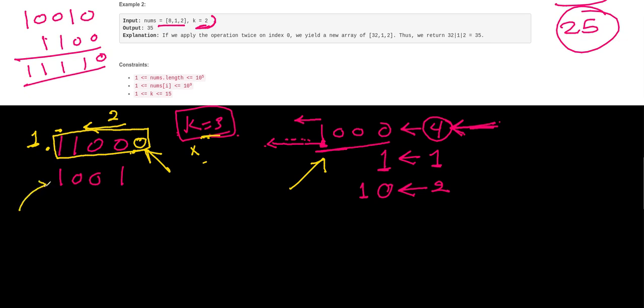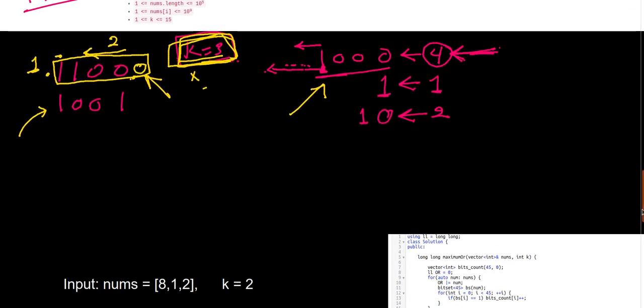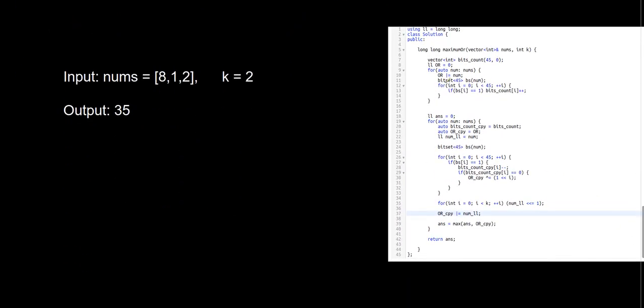But what if it's this number? So what we need to do is brute force. We take every number in the array and try to shift it to the left, or multiply by 2, k times, and see which one gives us the max value. So the first thing we need is an efficient way to do the ORing between all the numbers. So we store the OR value of all numbers.